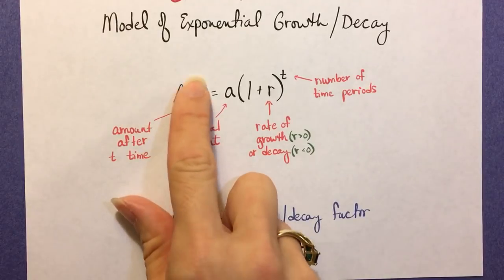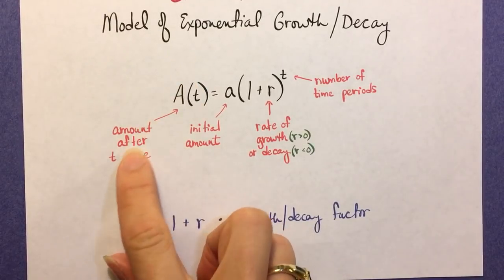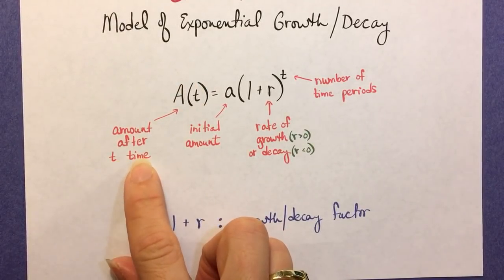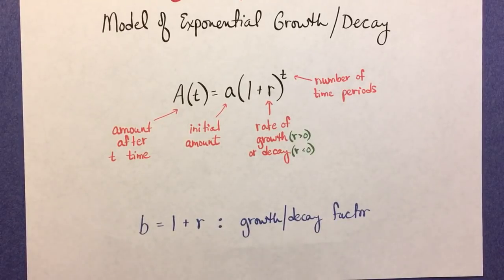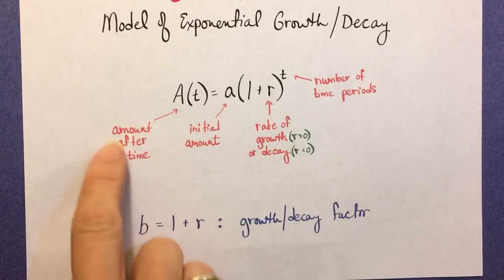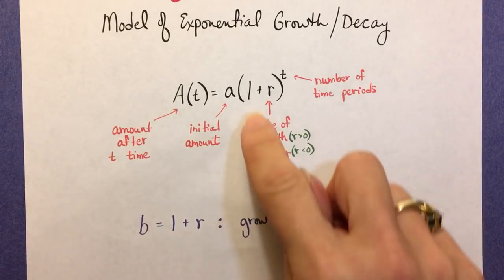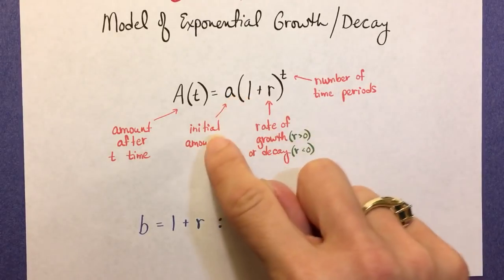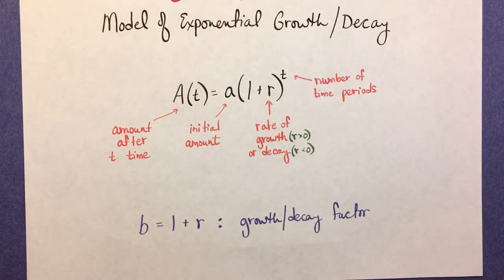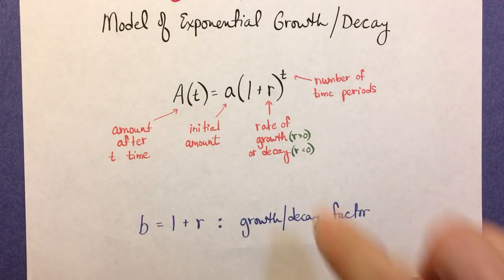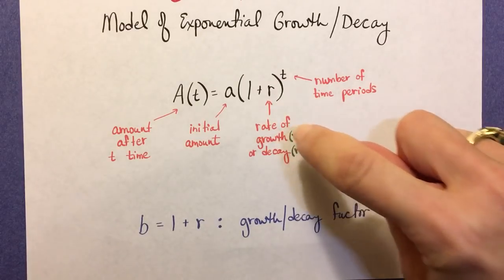Now, your A of t, all of this is the amount after t time. So like if we're looking at something 6 years from now, so how much of something do I have 6 years from now, okay? So that's what that means. Now your little a, your lowercase a, is your initial amount, like how much of something am I starting with, okay? R is going to stand for rate.